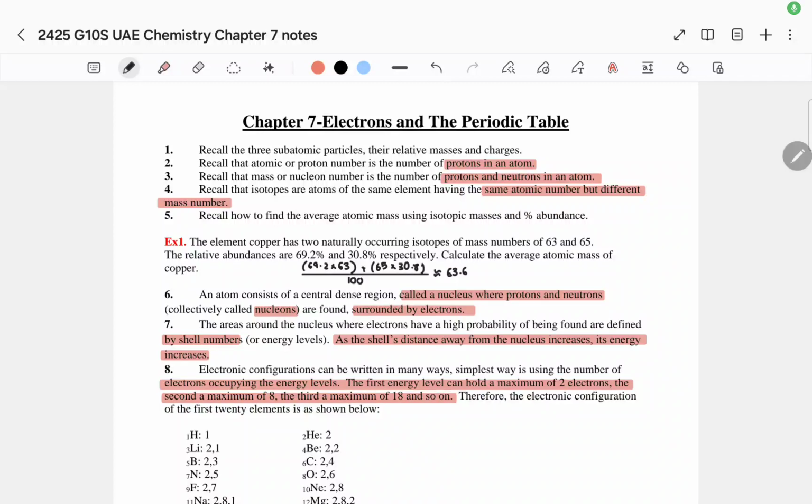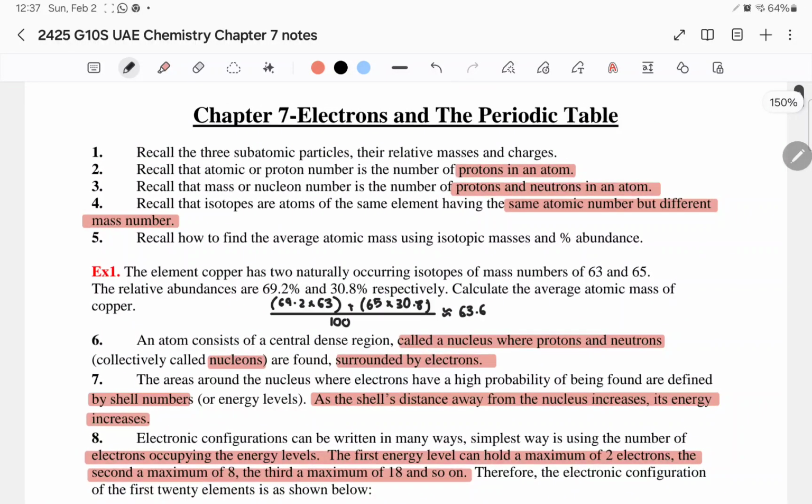Today I'm going to be making the chapter 7 course notes PDF for the periodic table. So let's start. Chapter 7 is about the electrons on the periodic table.